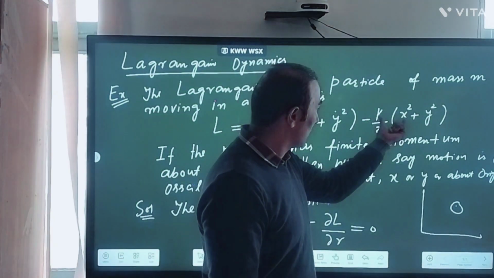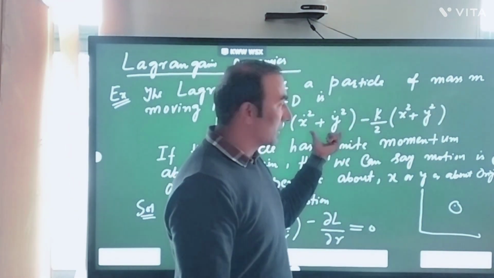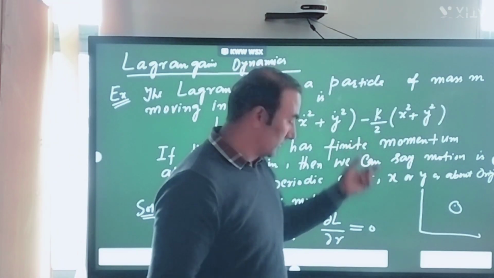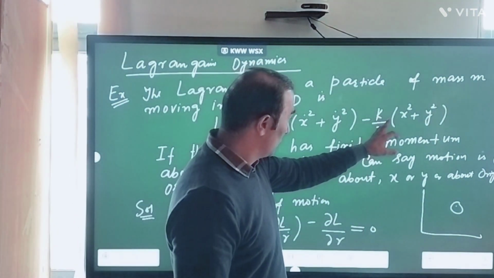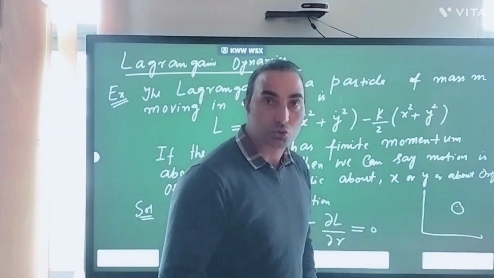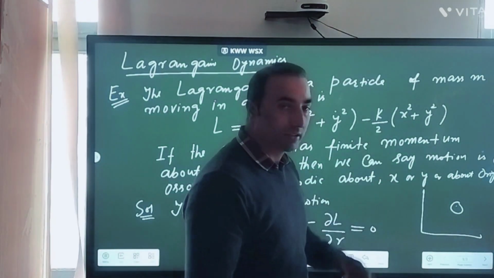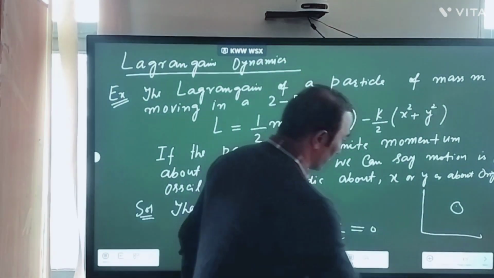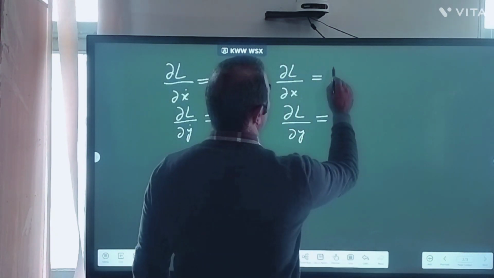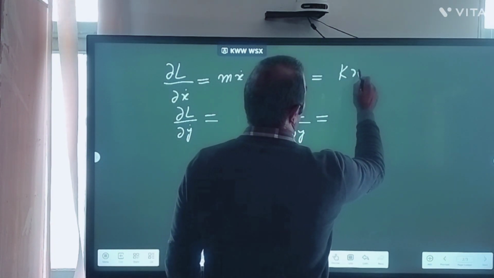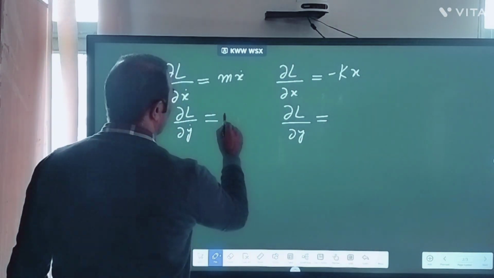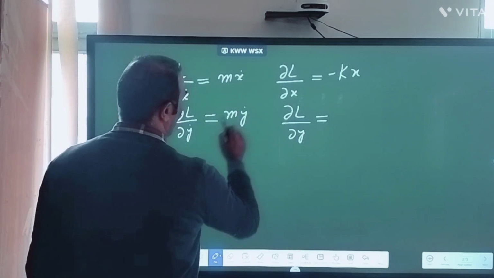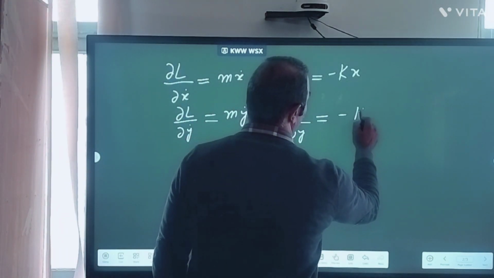So that means when I differentiate this term, because I need to differentiate with respect to x, partial L by partial x, in that case this will be equal to minus 2kx, and 2 is in the denominator, so I will get minus kx. So this is for when I differentiate it partially with respect to x, and similarly, I will get here m y dot and minus ky.